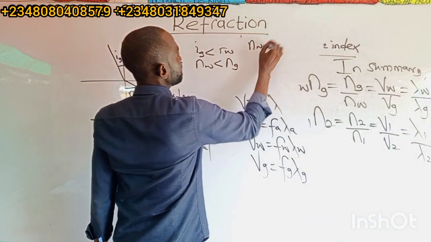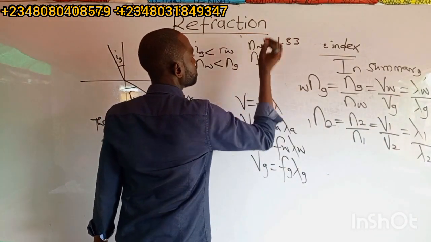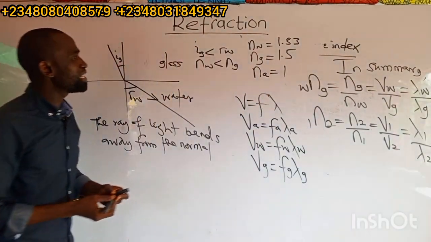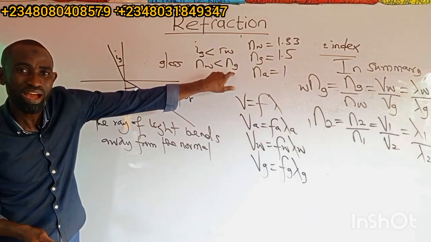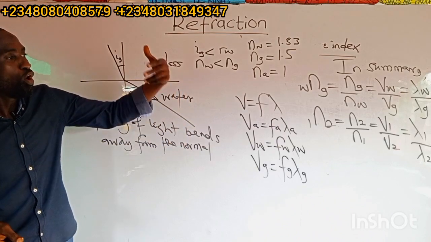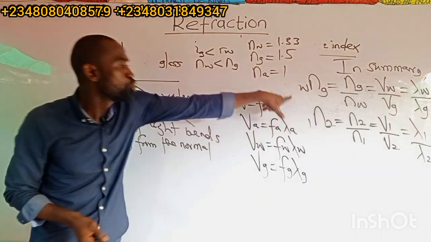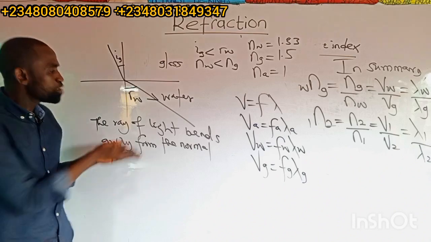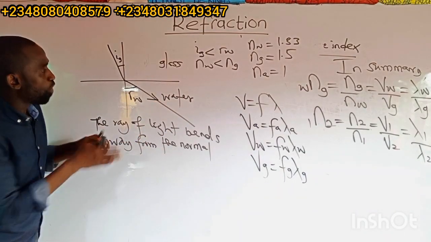Look at this. The refractive index of water is 1.33. That of glass is 1.5. That of air is 1. Which implies the refractive index of water is less than that of glass. So if they ask what happens to a ray of light traveling from a medium with refractive index of 2 to a medium with refractive index of 5, it will bend away from the normal.